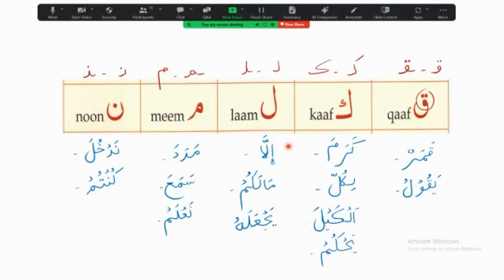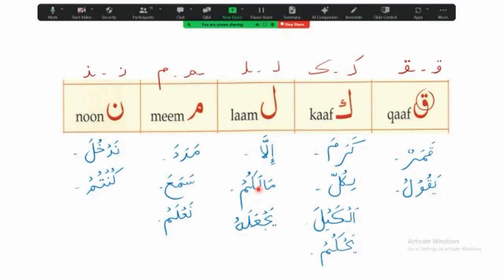Okay, so let's move on to the next letter, lam. How does lam look when it comes at the start or in the middle? When the lam comes at the start, you can take this example from the word Malakum. If you just take the second part of this word, lakum, that itself is another word as well. This portion here, lakum, is another word.